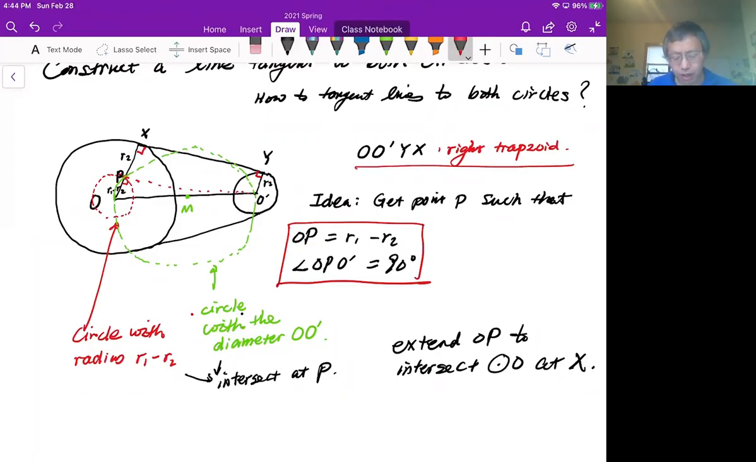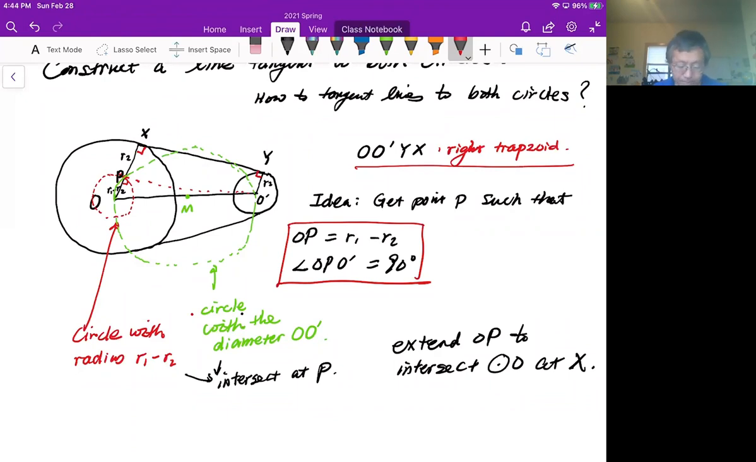How do I get X and Y? It's just decided by the point P here. I'm going to shift XY to P and O prime. If I can get the P here, then I can get the X, right? How could I get the P? P is the intersection of the two circles. One is with the radius of R1 minus R2, that's the red circle. The other is the green circle, right? Why do I want to do that? Because the green circle makes sure that we form a right angle, and the red circle makes sure that OP is equal to R1 minus R2.